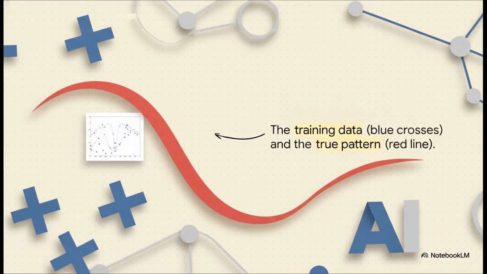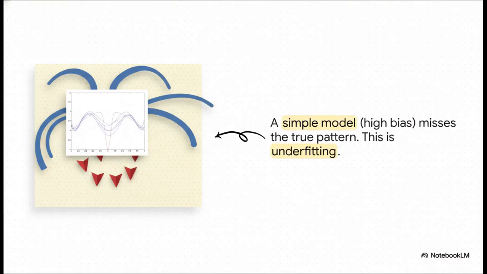Let's make this a little more real with an example. So, imagine all these blue crosses you see are our data points, okay? And that smooth red line represents the true pattern that's hidden in the data. That's the signal we want our AI to find. Okay, so what happens if we use a really simple model?